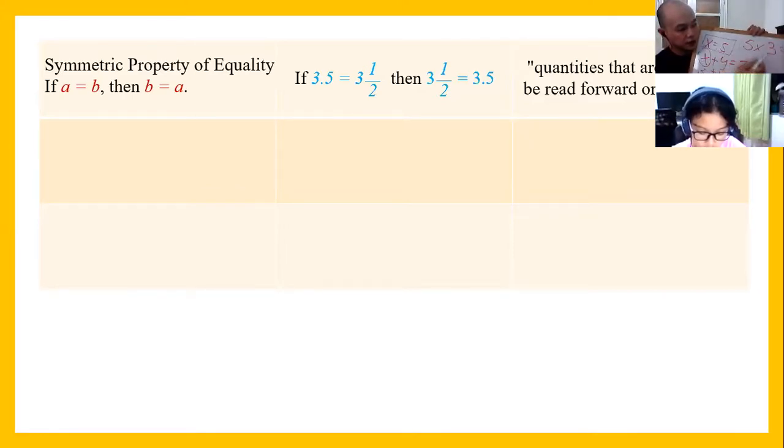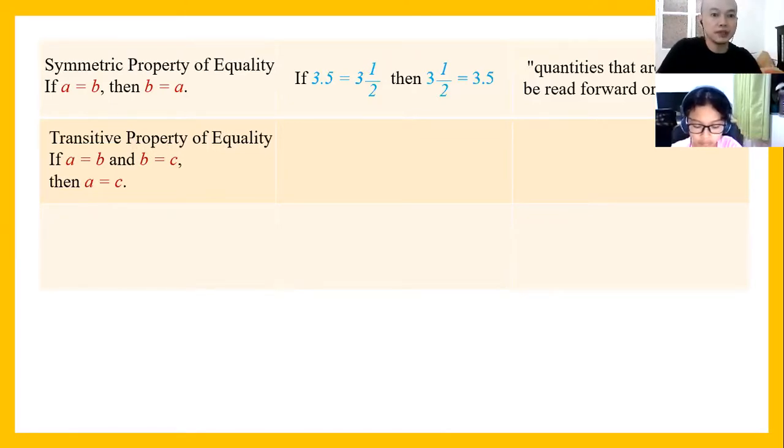Okay, 5 times 3 is equal to 3 times 5. You can also say 3 times 5 is equal to 5 times 3. This way or that way, it will not change the value. Okay? That's symmetric property of equality. All right. Now let's have the next property.